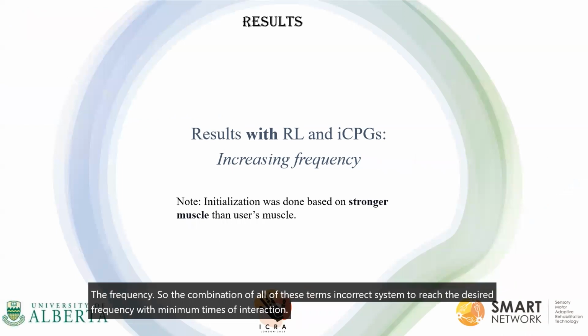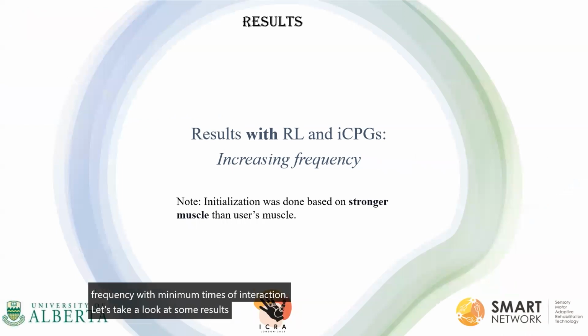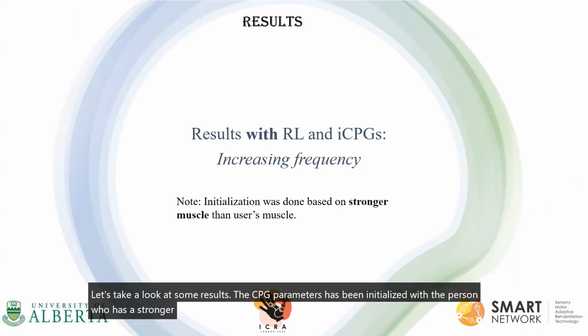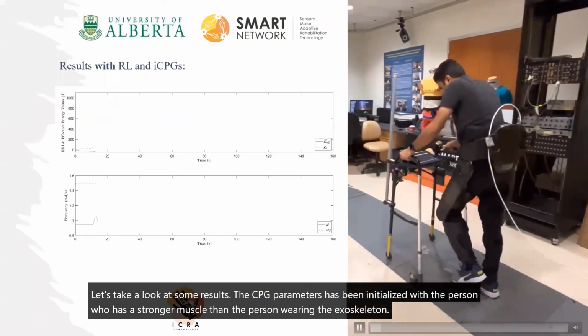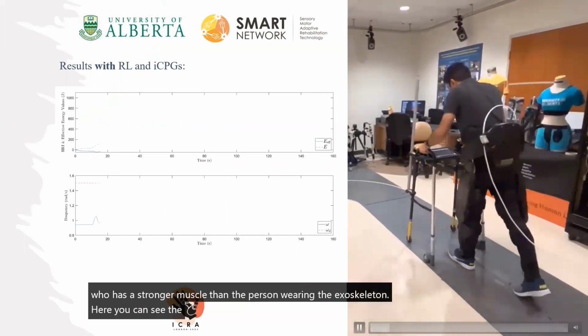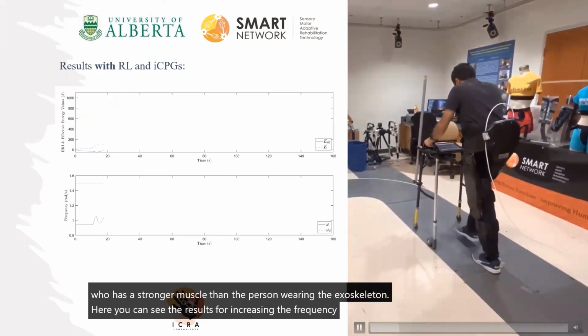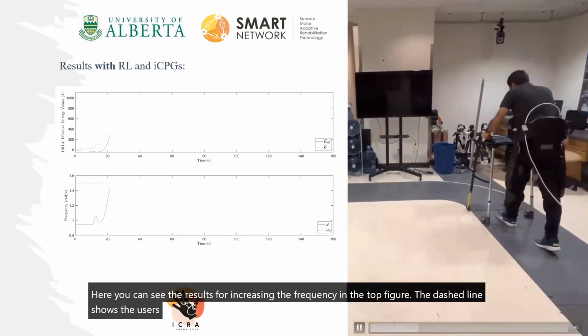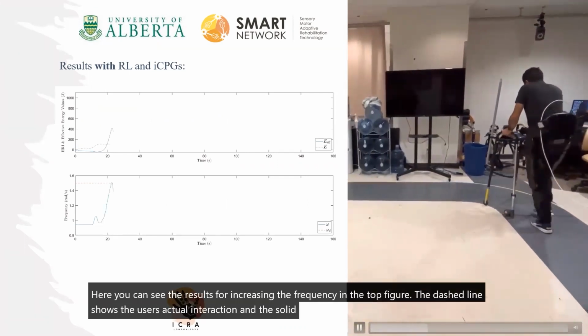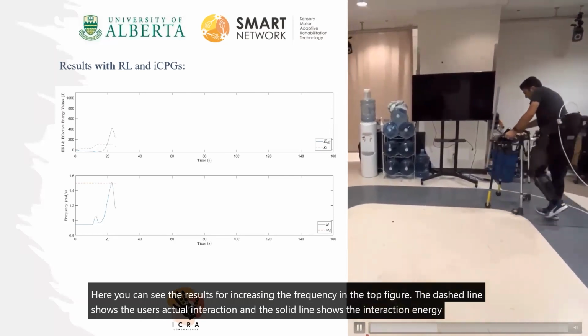Let's take a look at some results. The CPG parameters have been initialized with a person who has stronger muscles than the person wearing the exoskeleton. Here you can see the results for increasing the frequency. In the top figure, the dashed line shows the user's actual interaction and the solid line shows the interaction energy reinforcement learning has suggested.